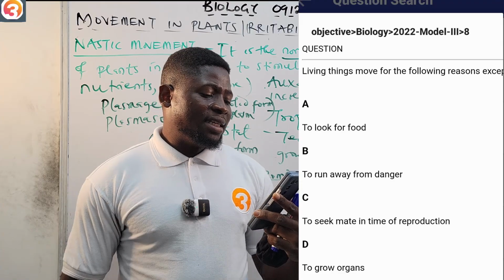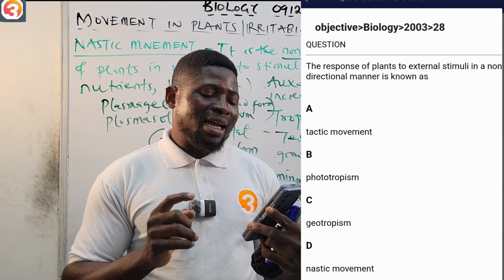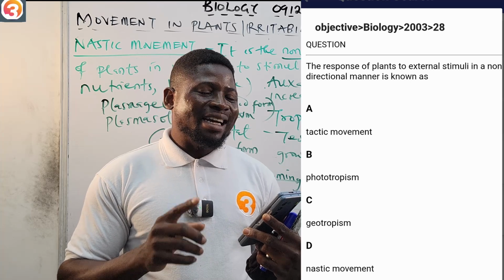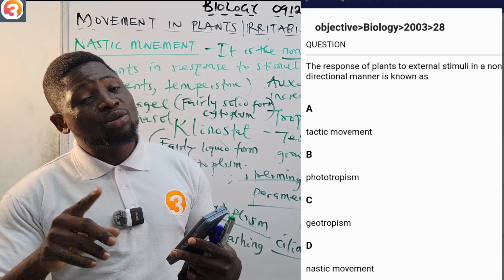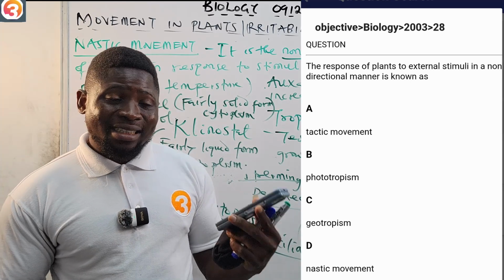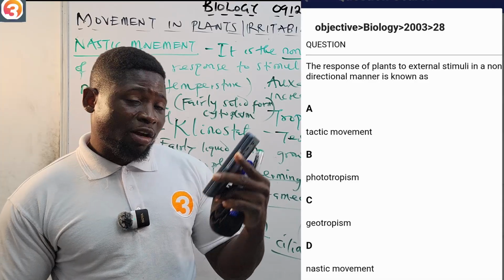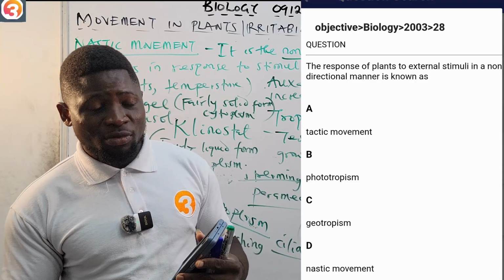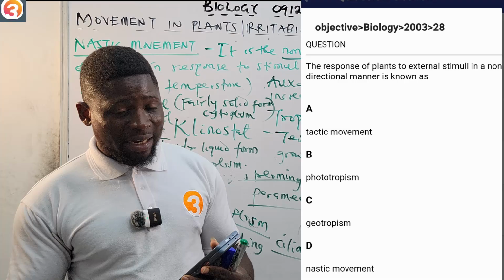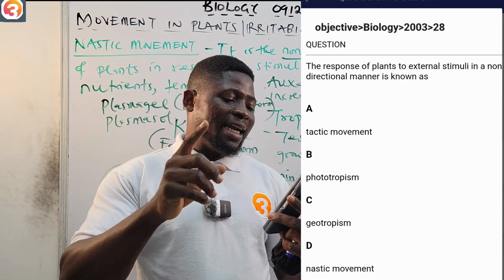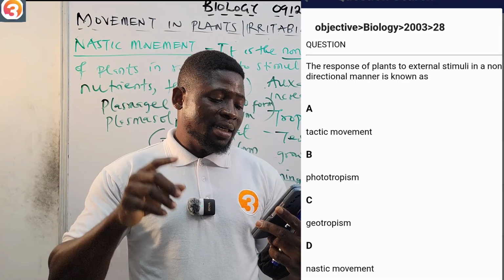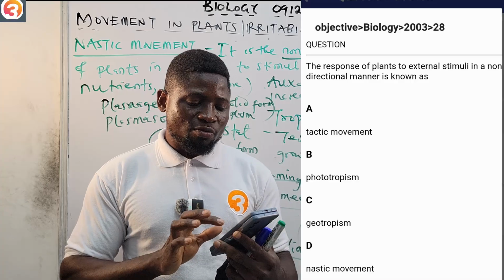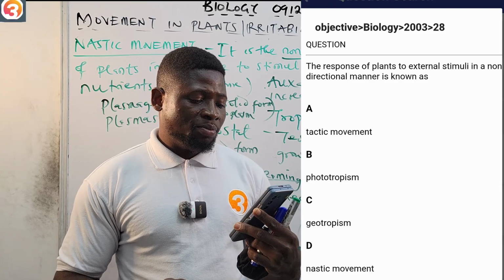2003 number 28 says the response of plants to external stimuli in a non-directional manner. Which one is directional? Which one is non-directional? We talk about tropism, and we talk about nastism. One is directional, the other one is non-directional. So they say A, tactic movement, B, phototropism, C, geotropism, D, nastic movement. So put the answer in the comment section.